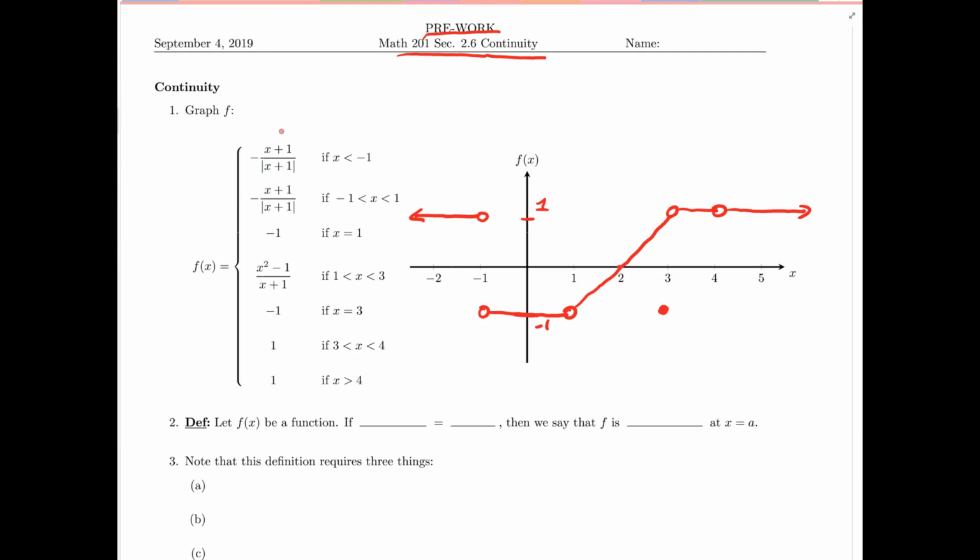Okay, so we notice that for this graph, there's a lot happening at, say, -1, and at 1, and at 3, and at 4. These are kind of the interesting points on this graph, and we'd like to be able to utilize some better vocabulary to describe what's happening with the function at those points. And so what we need to introduce is this new idea of continuity.